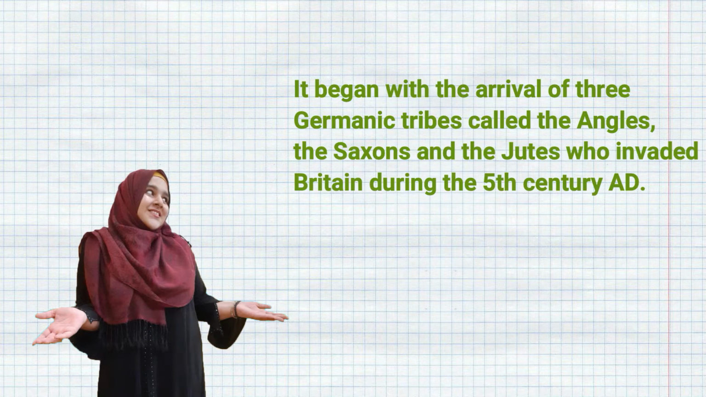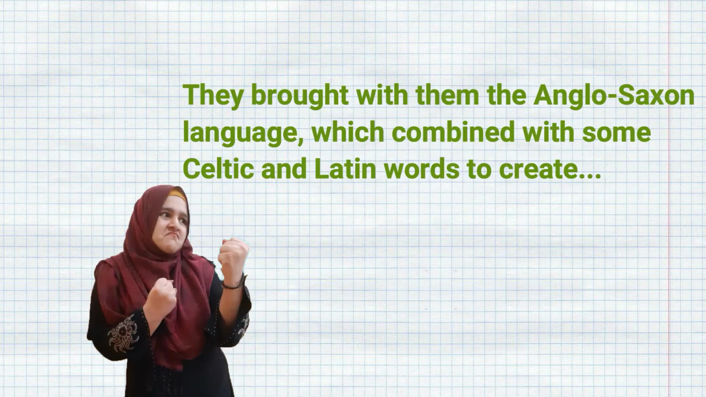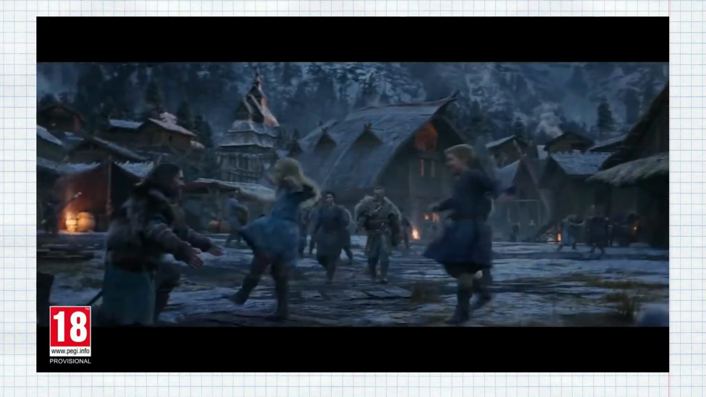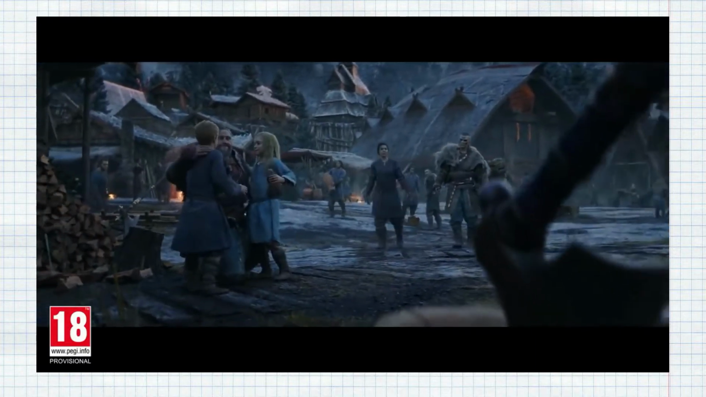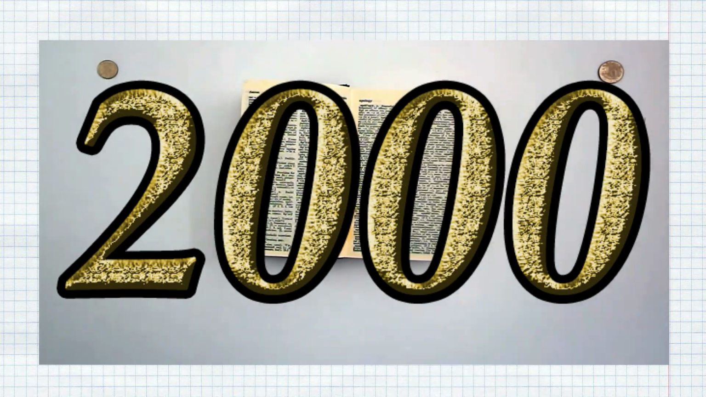So, where did this language originate from? It began with the arrival of three Germanic tribes called the Angles, the Saxons, and the Jutes, who invaded Britain during the 5th century before Christ. They brought with them the Anglo-Saxon language, which combined with some Celtic and Latin words to create what we know as Old English. Old English got mixed up with Old Norse, the language of the Viking tribes, which ended up giving English more than 2,000 new words.